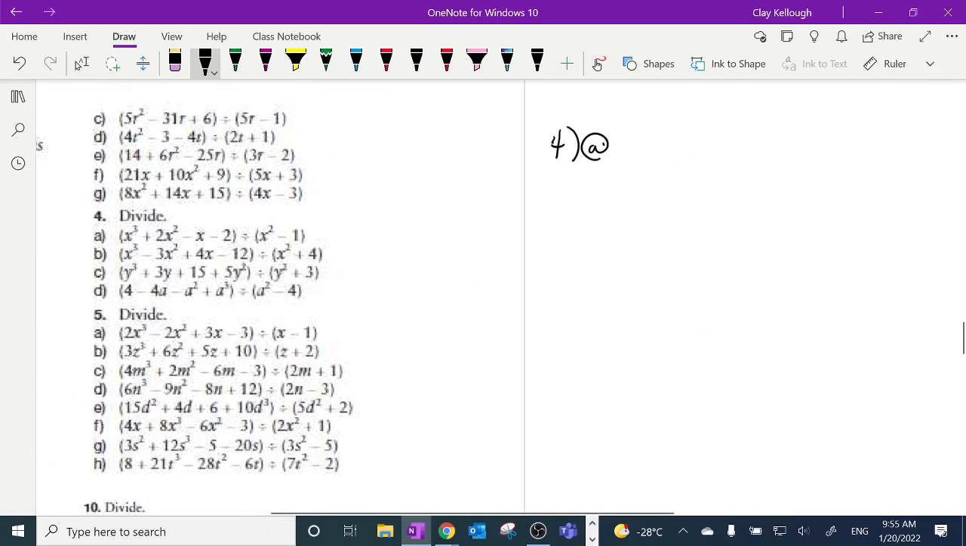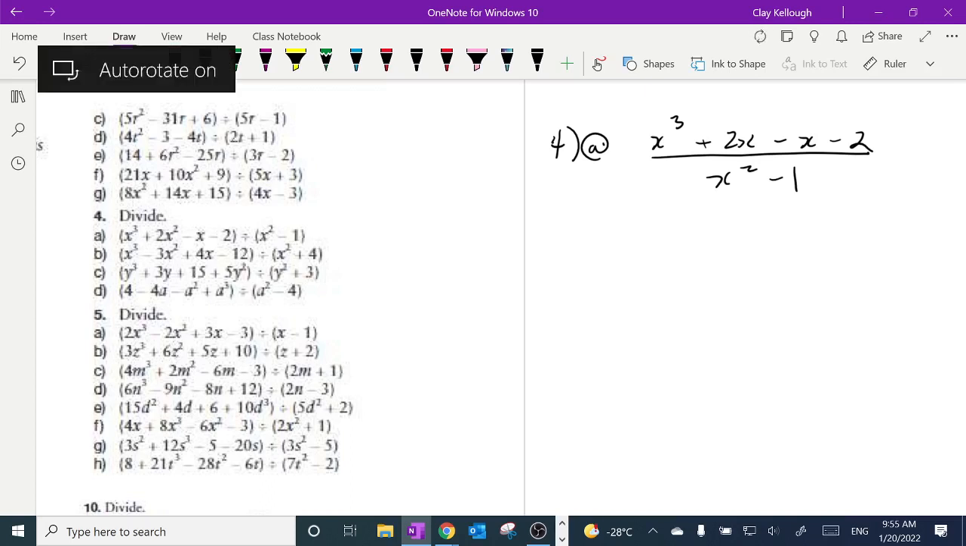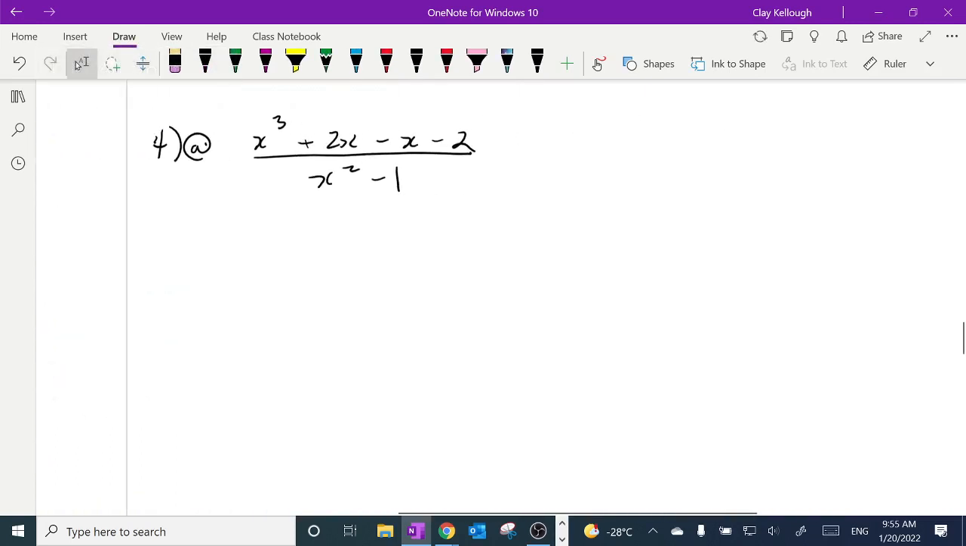We are going to try to divide x cubed plus 2x squared minus x minus 2, and we would like to divide that by x squared minus 1. All right. So let's see what we can do with that. Okay. So I'm going to first of all write it in long division form. And already I've done something that you might be wondering, why did he bother writing that?